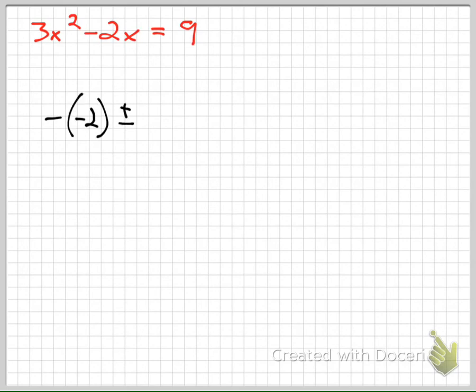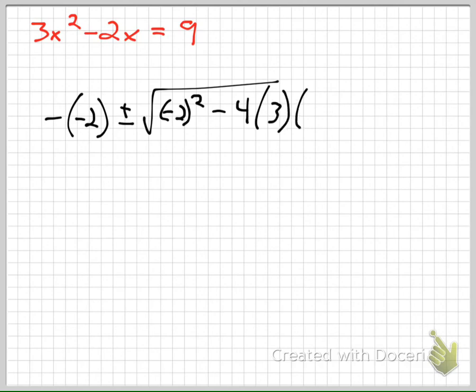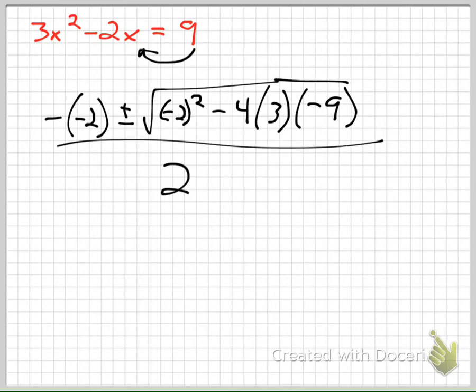Here's your quiz. In black. Minus b. So minus, plus or minus square root of b squared. So that would be negative 2 squared minus 4 times 3 times negative 9. Because this 9 gets subtracted over here, right? Okay. All divided by 2 times 3.